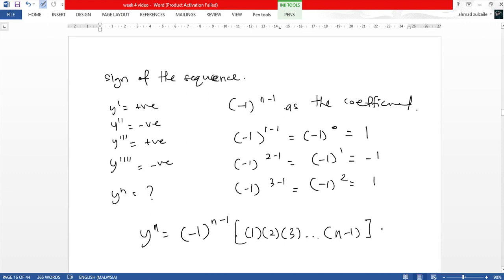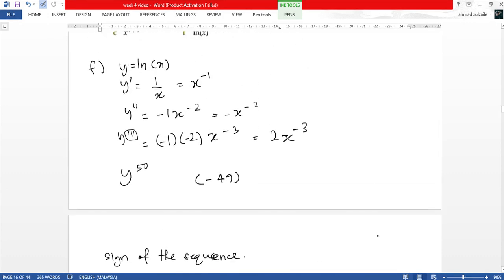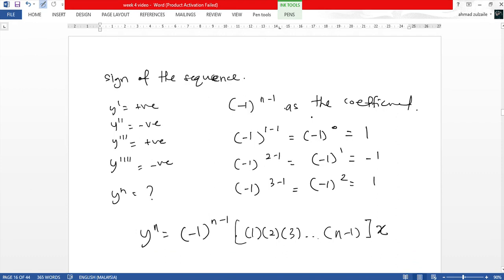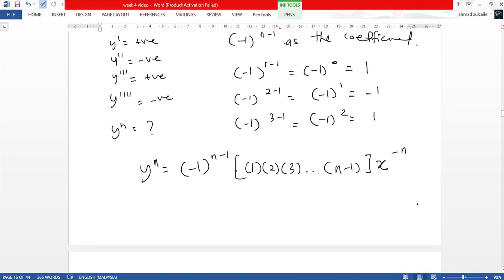Okay, and then for your x, look carefully at the power. When you have 1, you have 1. When you have 2, you stop at 2. When you have 3, you stop at 3. Therefore here you get negative n. Alright, so to finalize, your yn will be negative 1 power of n minus 1, times n minus 1 factorial, because this is a multiplication.